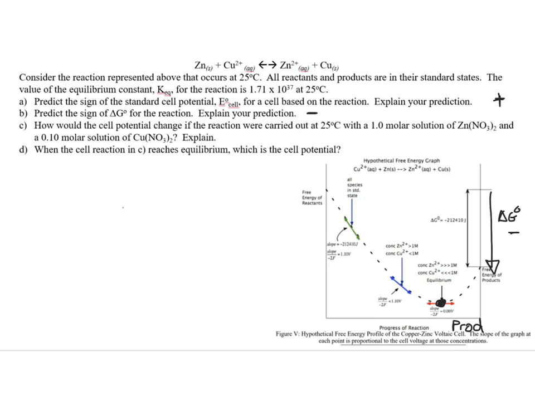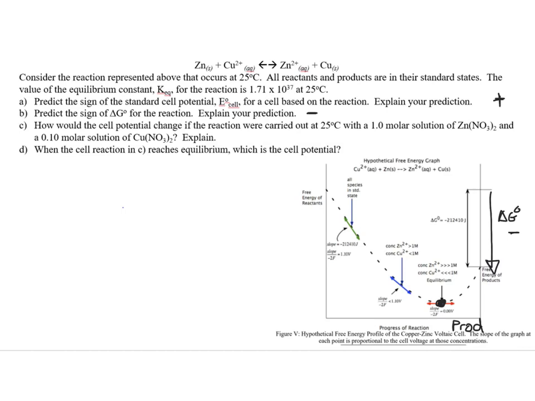Another way that you could explain this is that if K is really, really big, then the reaction proceeds in the forward direction spontaneously, and that corresponds to a negative Gibbs free energy. The Gibbs free energy, all that extra energy, is what's driving this reaction to happen spontaneously.